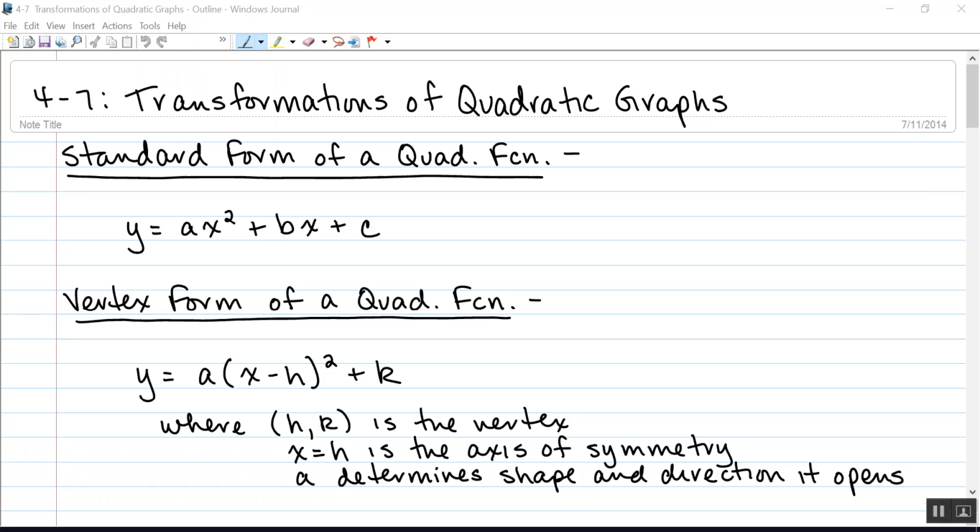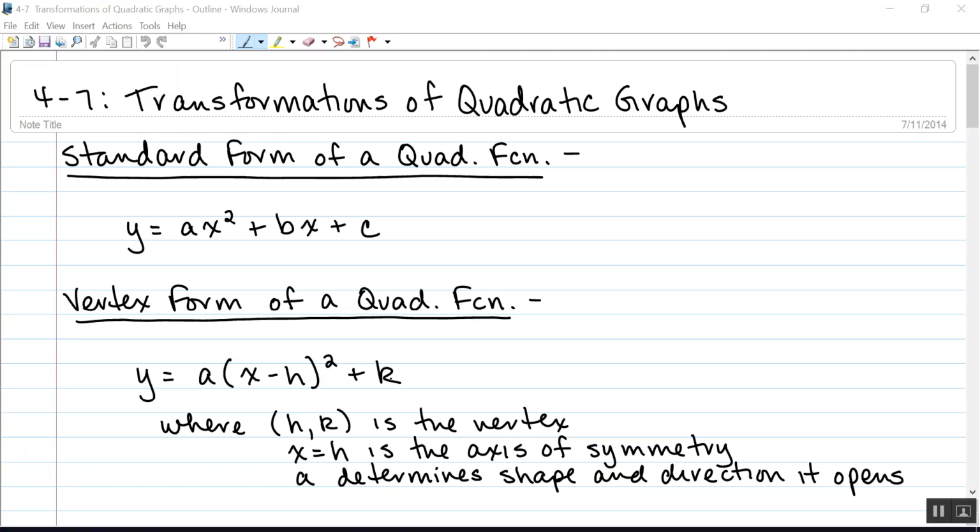Section 4.7 is on transformations of quadratic graphs. The standard form of a quadratic function is what we've been looking at all along. That is y equals, or f of x equals, ax squared plus bx plus c. You can write this in another form called the vertex form of a quadratic function. And that's in the form y equals a times the quantity x minus h squared plus k.